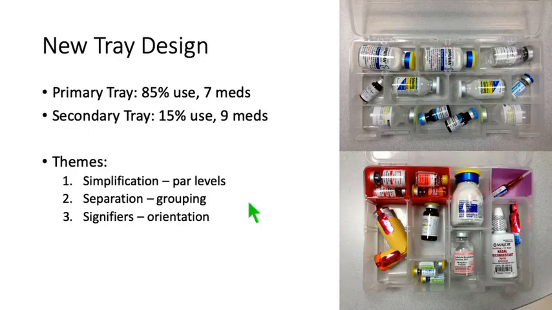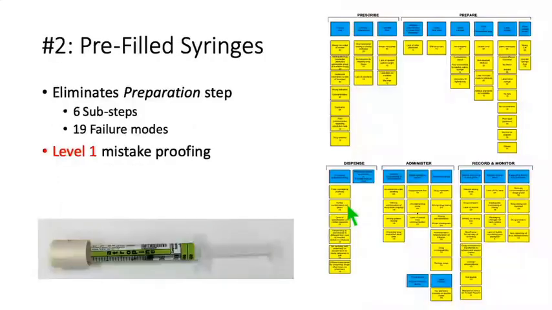Our secondary tray, the other medications we use commonly, but we found only about 15% of the time. You'll notice a couple highlights. The muscle relaxants have signifiers. They're in this bright red well, so it really stands out. But most importantly, you've separated things so that you don't have the opportunity for the same confusion.